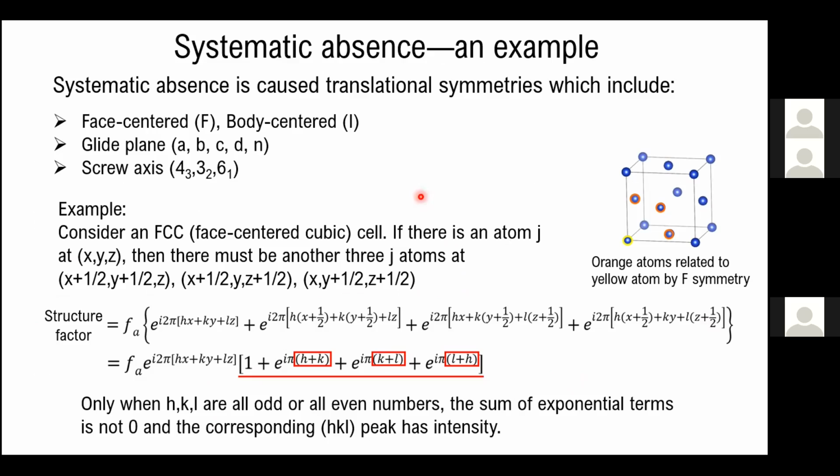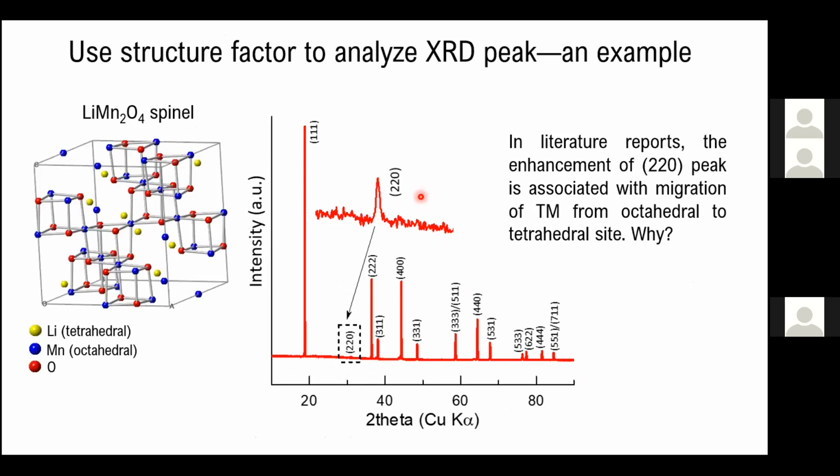So I think I have 10 minutes to finish. So maybe this is the last one we talk about. This is a specific case, and I just want to give an example of using the structure factor to analyze the XRD peak. And it's very specific to battery research, right?